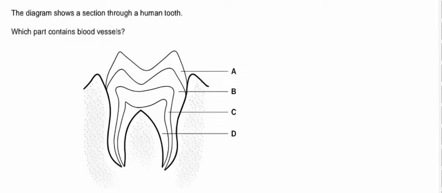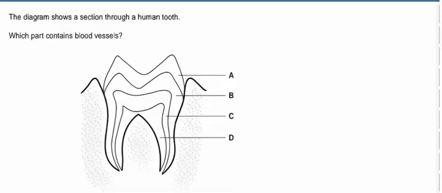The next one. The diagram shows a section through a human tooth. Which part contains blood vessels? A is called the enamel, the outer part or the hardest part. B is called the dentine, and C is called the pulp cavity. Then D is the answer. That is where you are going to find the blood vessels.